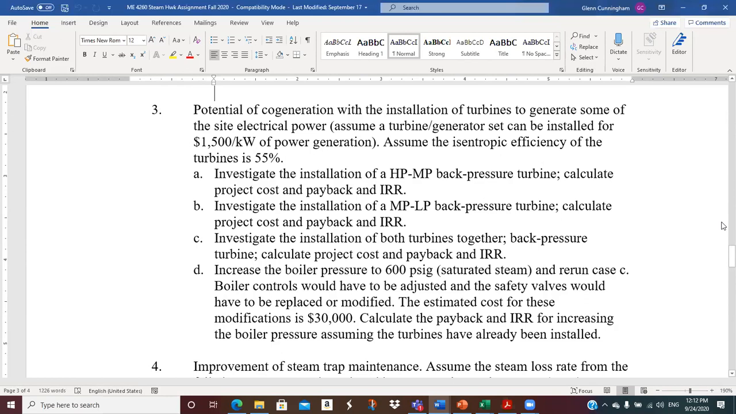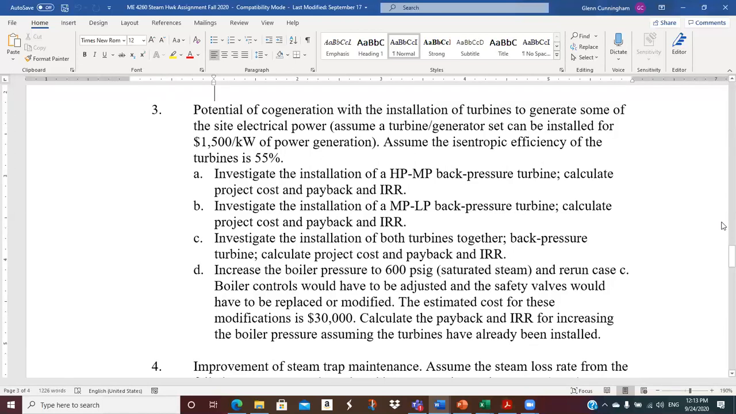Because you probably can't buy 763 kW, you're going to get a bigger one, and then you're going to get whatever you get out of it based on exactly how much steam goes through it. And go ahead and just use an isentropic efficiency of 55%. That's a good ballpark number.